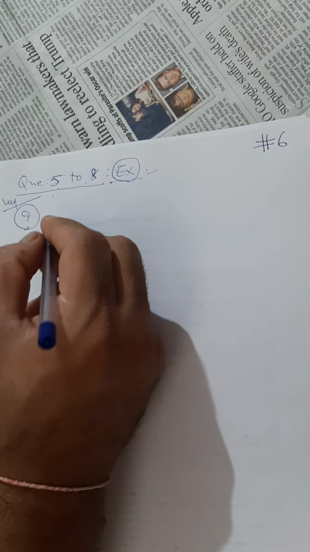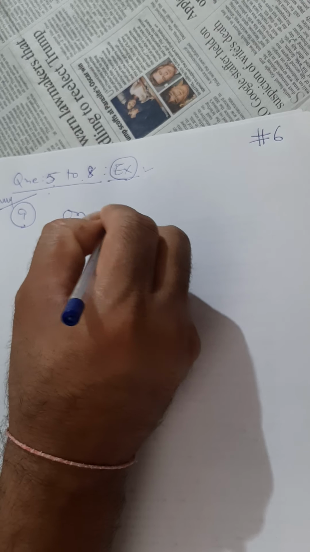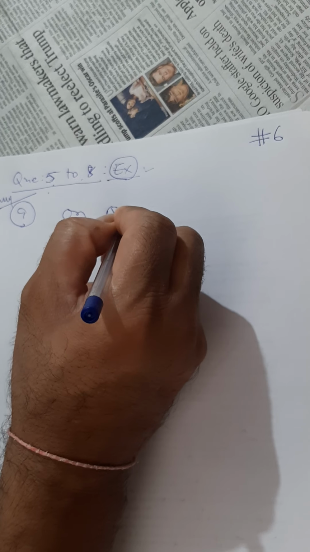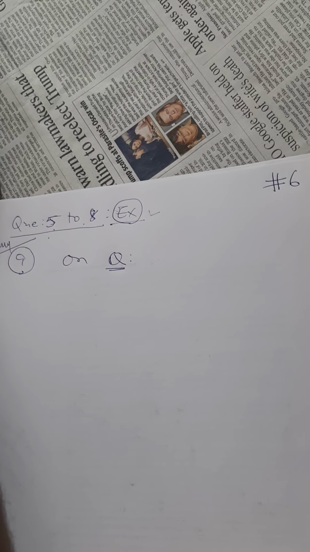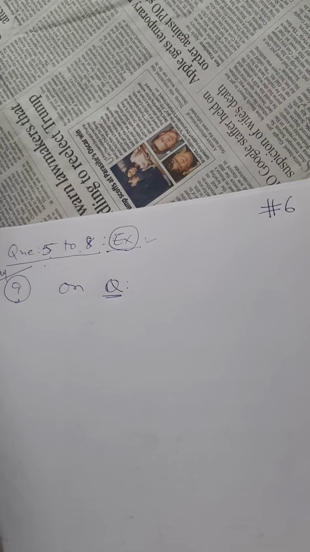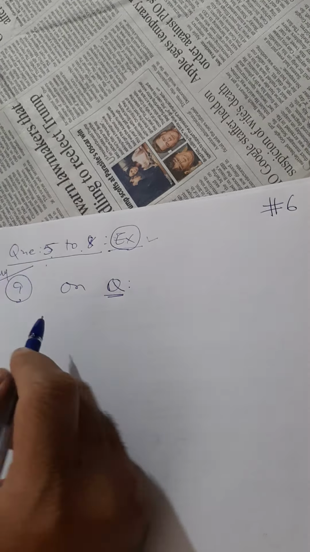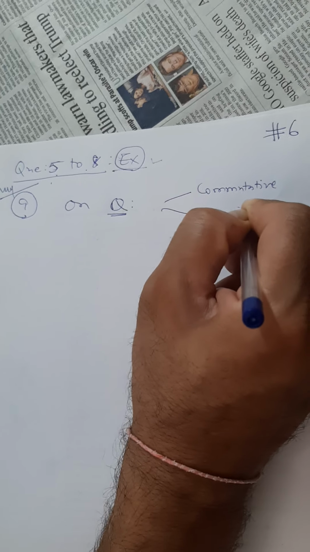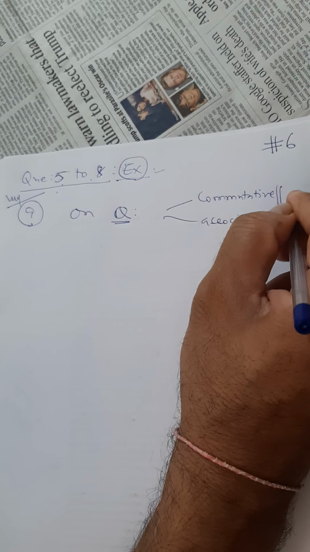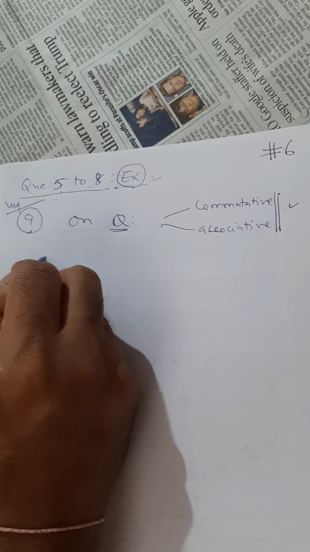You are given some operations on Q, that is, on the set of rational numbers, and you are asked which of these binary operations are commutative and associative. So you are asked for these two things. First, whether they are commutative or not, as we did in the beginning. Then, whether they are associative or not. For these two questions you are asked for each of these. So let's see the first question.